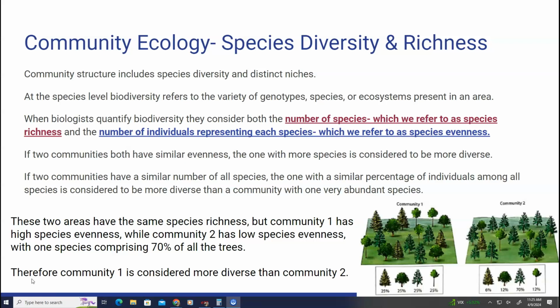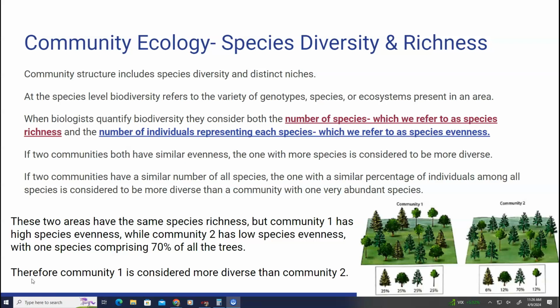When we're trying to quantify biodiversity, because scientists would like to put numbers to topics, we consider both the number of species in an area and the number of individuals that represent each species. The number of species is what we refer to as the species richness, and the number of individuals in a particular species we refer to as species evenness. Here I'm going to give you examples.